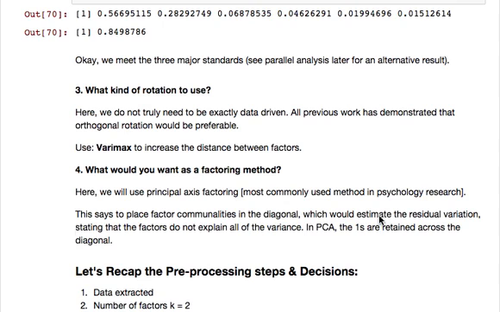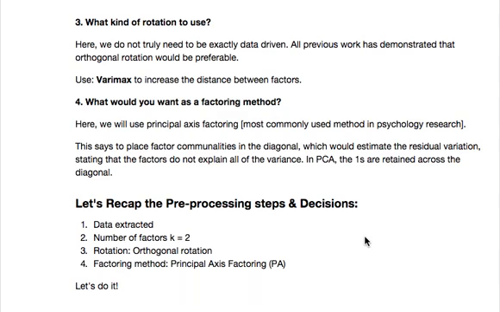And we will estimate also the residual variation and state that the factors do not explain all of the variance, and there's some leftover variance altogether. In PCA, in comparison, the ones are retained across the diagonal. So that is suggesting that we measured the variables without error. So let's recap the pre-processing steps and decisions that we have made. So we have extracted the data.